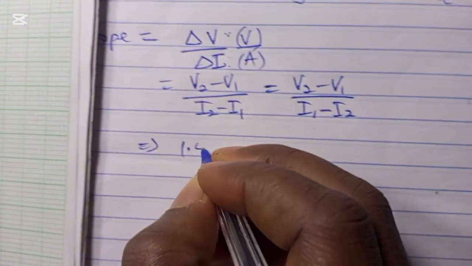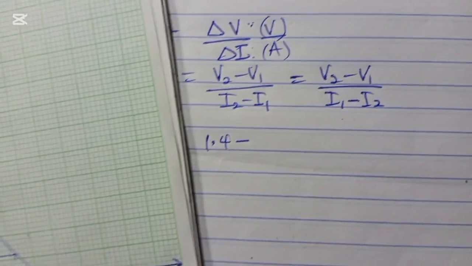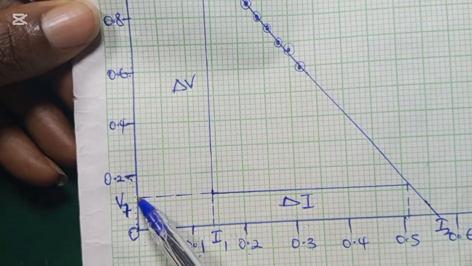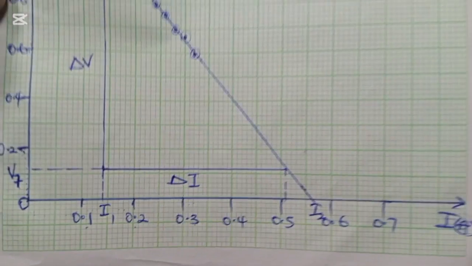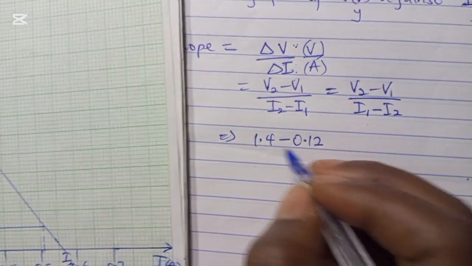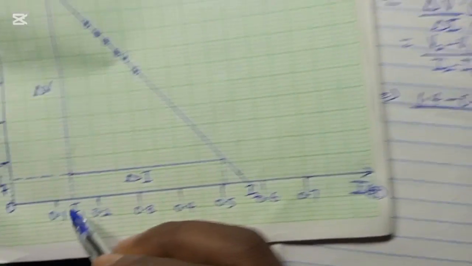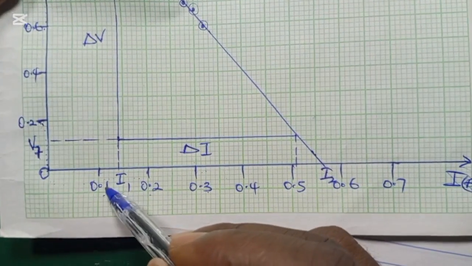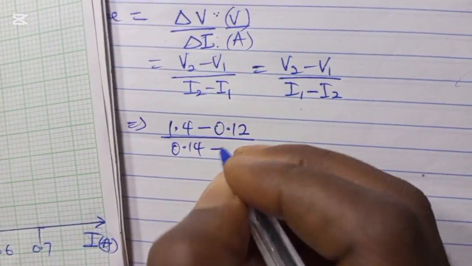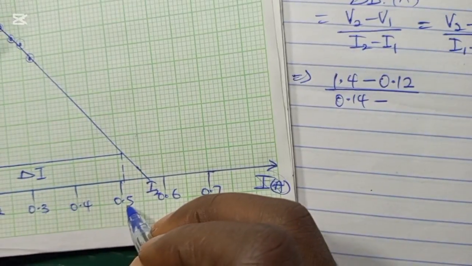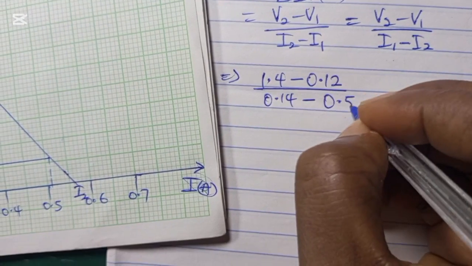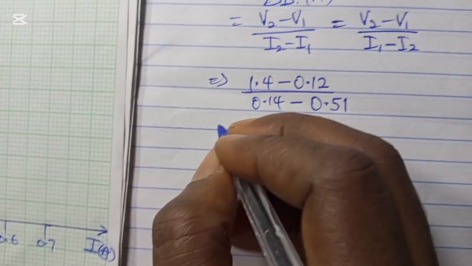So this is 1.4 minus 0.12, okay, so this is 0.12, right? And divided by my I1, I have 0.14. This is 0.14 minus, I have 0.51. This is 0.51. So I can now subtract.